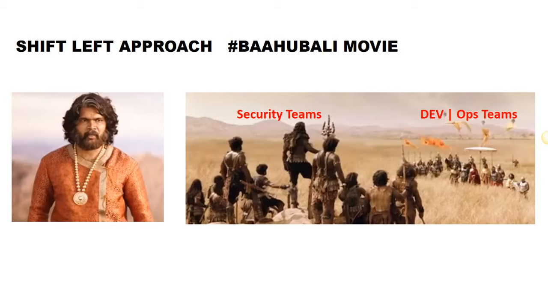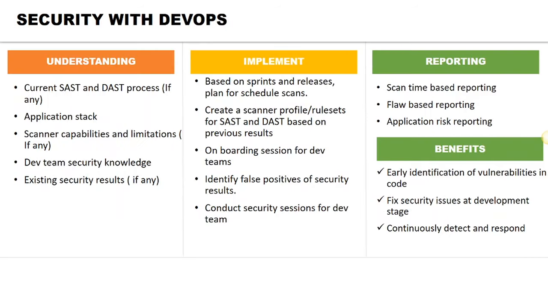So the shift left approach, in the analogy, is that we should implement security on the left-hand side, like in SDLC, right? For example, if you want to do pen testing on UAT or a pre-prod stage, you should be doing it as early as possible. So the security approach and testing will start as far left as possible. We'll see a slide next for that. So this is the shift left approach.